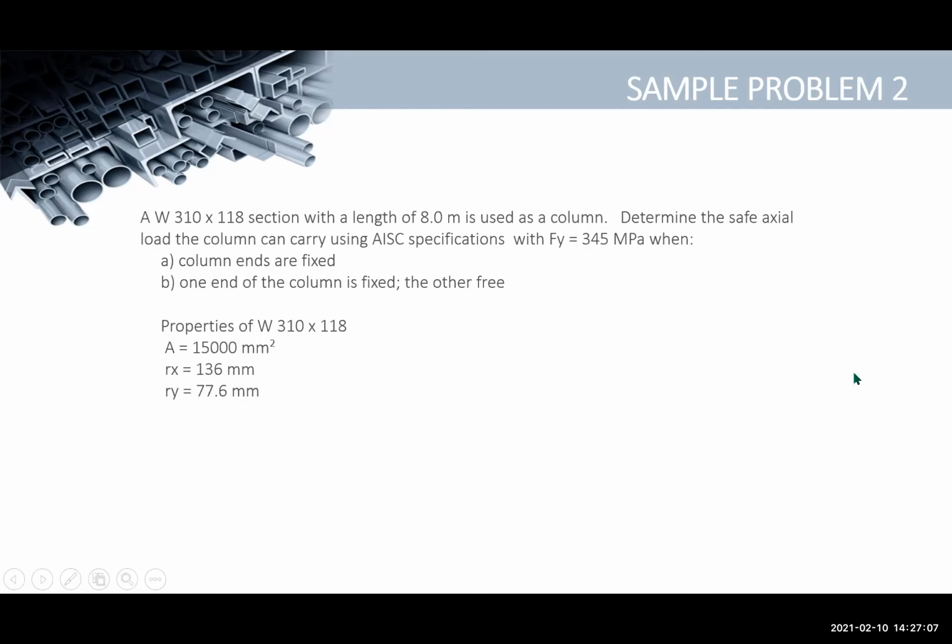Next, let's have another example. Okay, so W310 by 118 section with length of 8 meters, uses a column. Determine the safe axial load with Fy 345 megapascal. When first, column ends are fixed, second, one end of the column is fixed, the other is free.